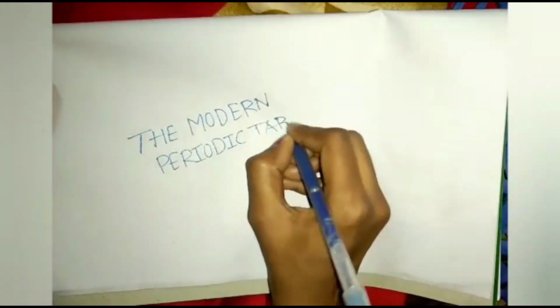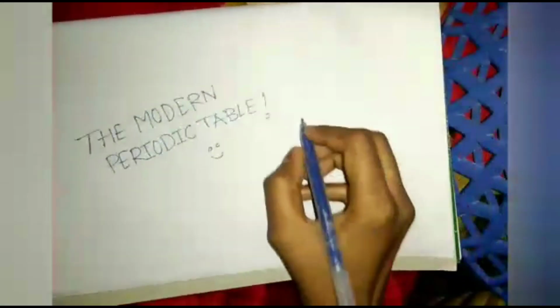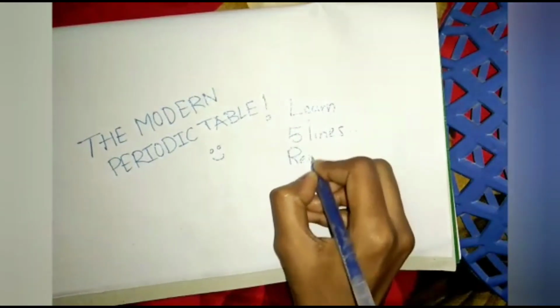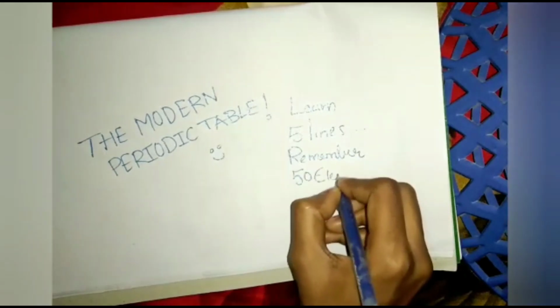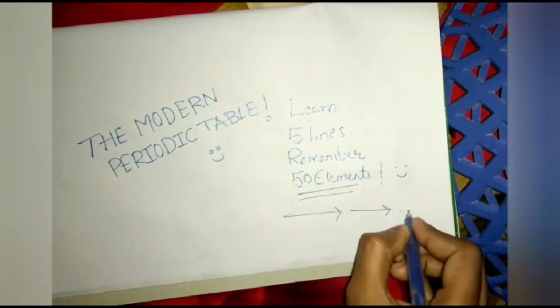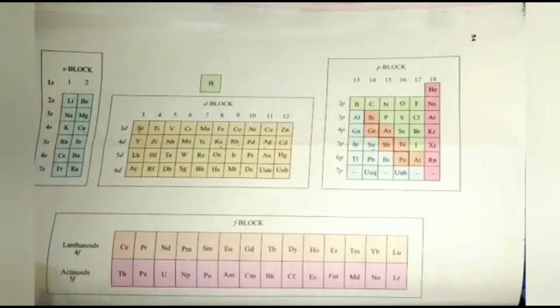So, the modern periodic table. In this video, I will show how to memorize the first 50 elements in a very easy method. I am naming this video: learn 5 lines, remember 50 elements. Very cool and very interesting.